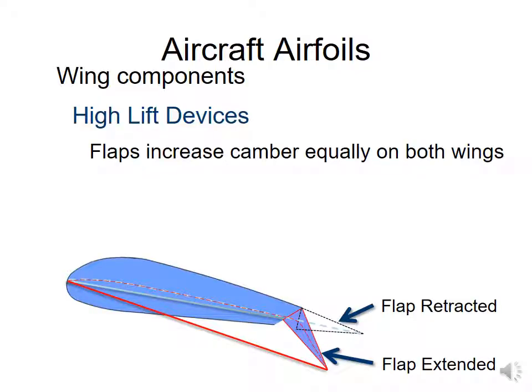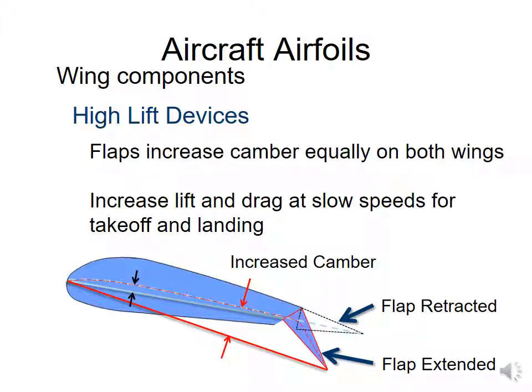Flaps are used to increase lift and drag. Many styles of flaps exist. Flaps allow for slower takeoff and landing speed, improving safety and aircraft control. Flaps change the shape of the wing throughout the flight. Changing the shape of the wing changes the camber and chord line.